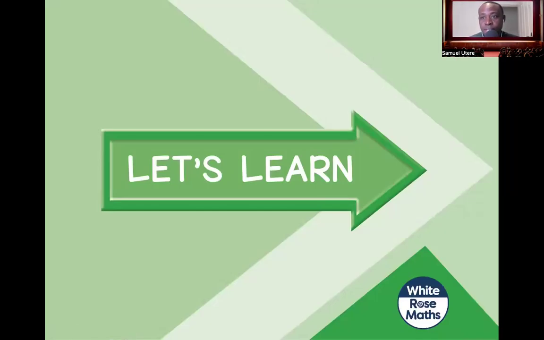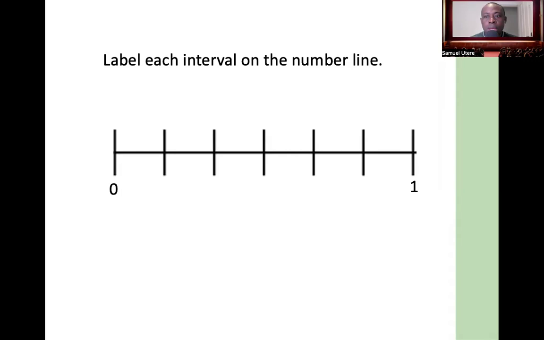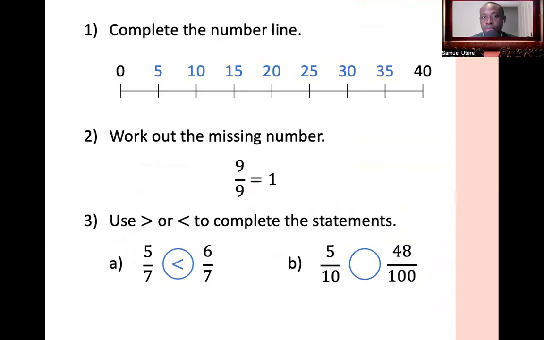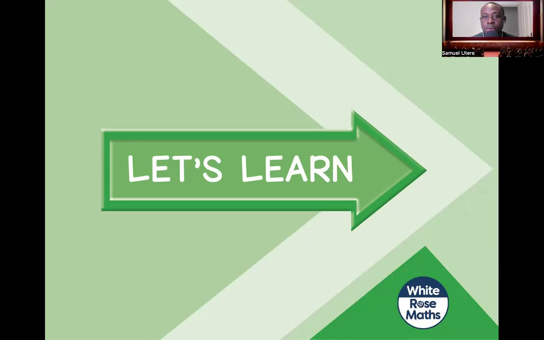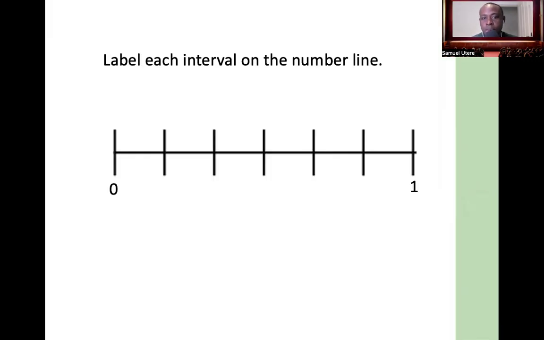Let's do some new learning as we focus on today's lesson, which is to be able to represent any fraction on a number line. If we're asked to label each interval on the number line, the first thing we need to do is to use the skill that we used in our first question in our retrieval practice. So we know that the difference is 1. So 1 minus 0 is 1. And then we count the intervals. We can see that we have 1, 2, 3, 4, 5, 6. We have 6 intervals.